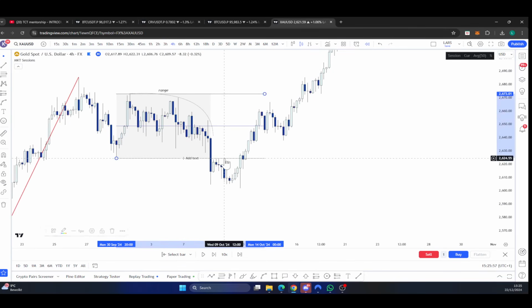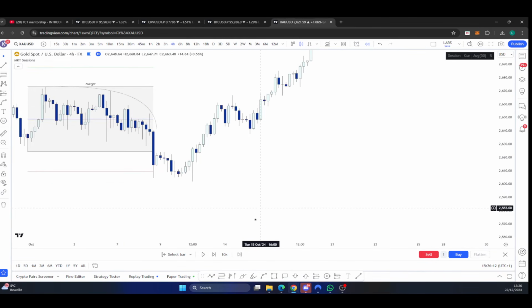Then we have to check, did we stay inside of our DL2? We turn that on. Would you look at that? We wicked our DL2, but we never closed below it, making this a valid deviation still. Okay, even though the break is this aggressive, it is a valid deviation.